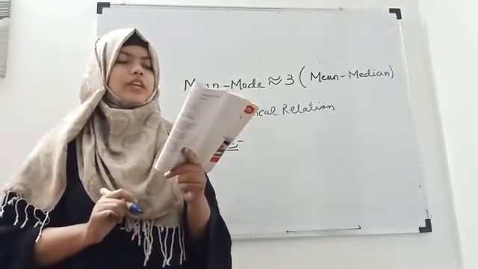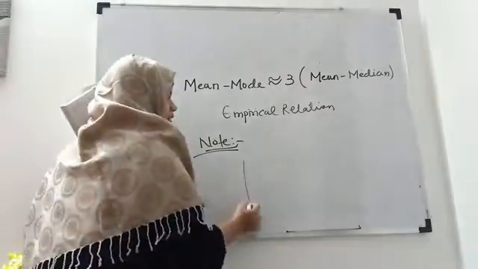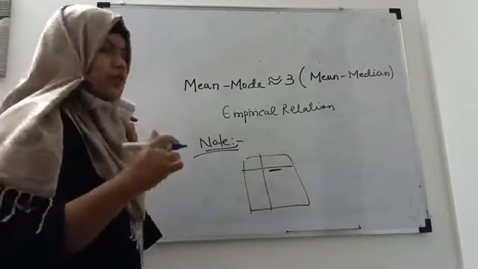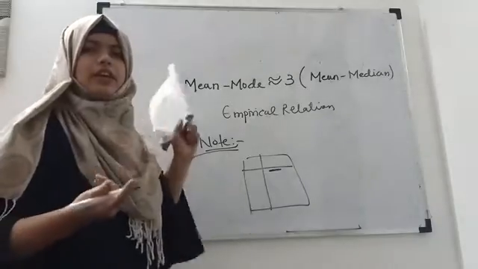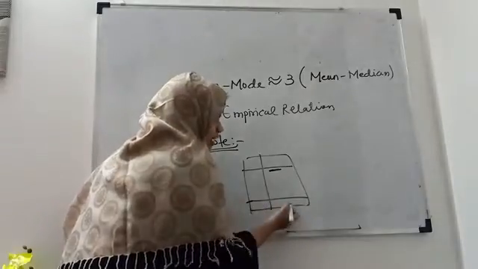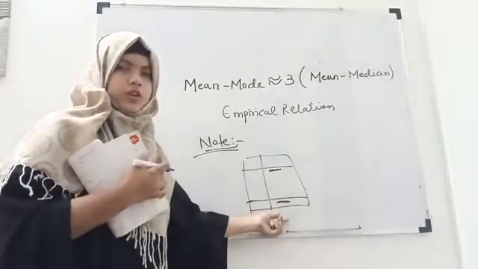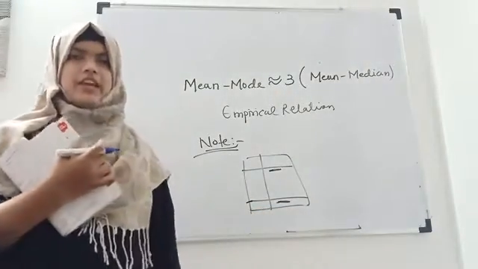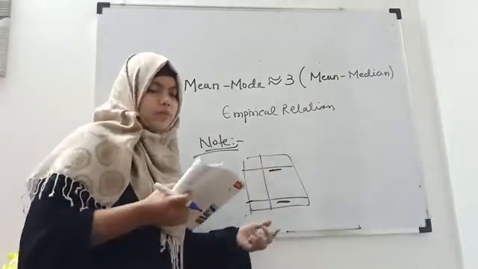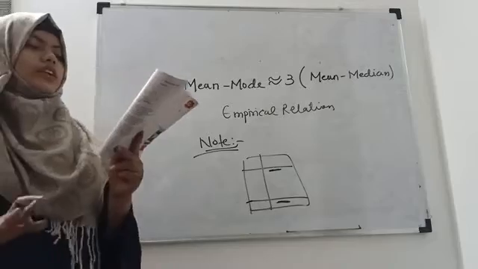Second point, the mode cannot be determined if the modal class is at an extreme. That means if the modal class is the first observation only, then how can you calculate f1? What will be the f1? In that case it cannot be calculated. Also, if the modal class is the last observation, then what value will you take for f2? There will be no succeeding frequency. So if the modal class occurs at the extreme, at the start or at the end, then you cannot find the mode.